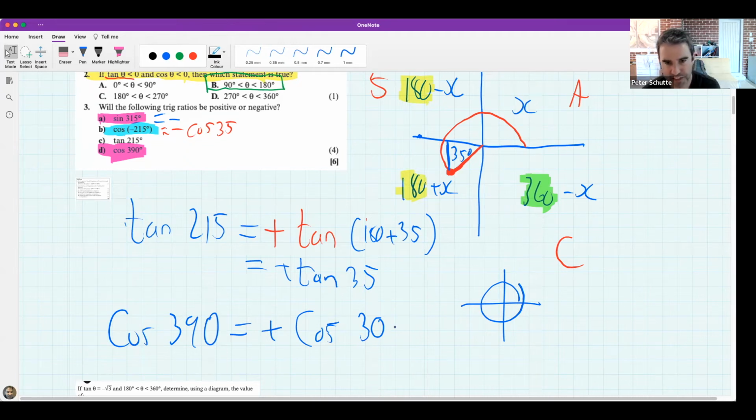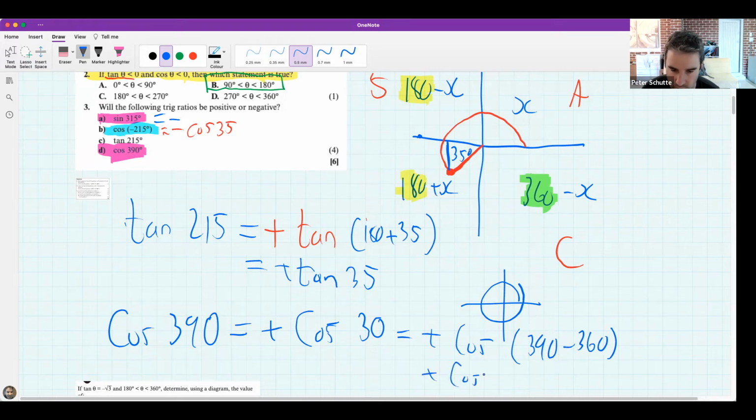Okay, so I think that we have definitely made some progress with using the reduction formula. I see that another student in the messages also wrote it like this: 390 minus 360, which gives you the same answer, cos 30. Okay, awesome.